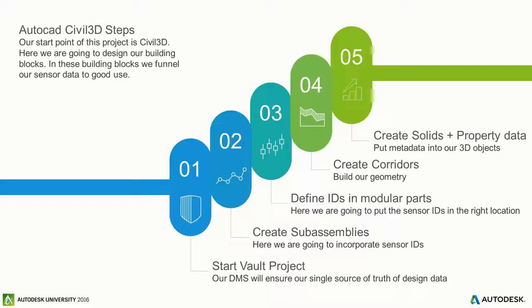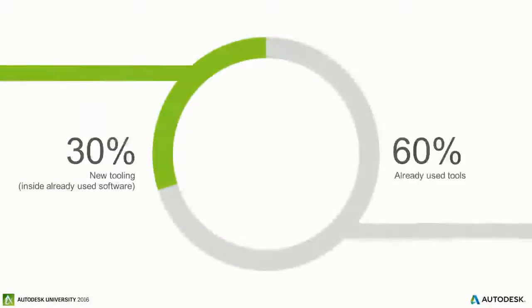We're going to create corridors, and then we're going to create solids and property data. And actually, the property data is the nicest thing we've had in a long time. We had that for a little bit, but now it's implemented so you can use it easily, out of the box, and put in some data where you want it. So we can put in the metadata, and that's very important because there our IDs are getting tracked throughout the whole life cycle.